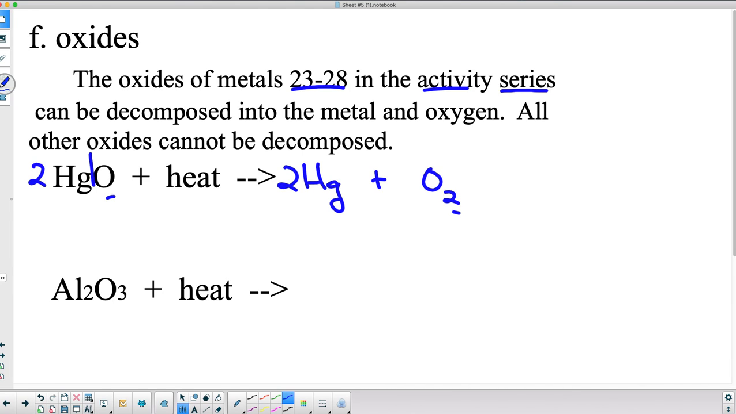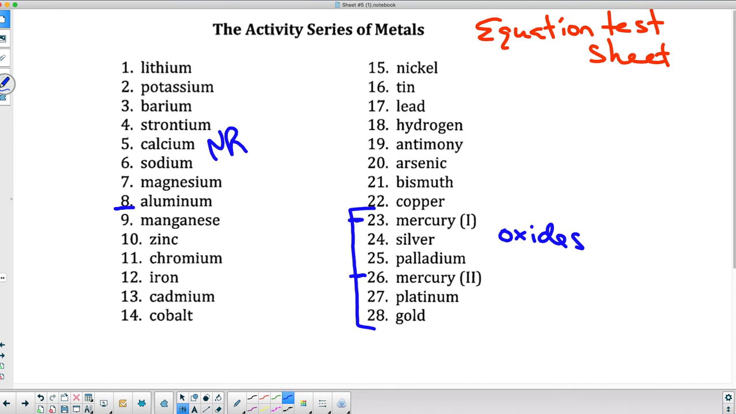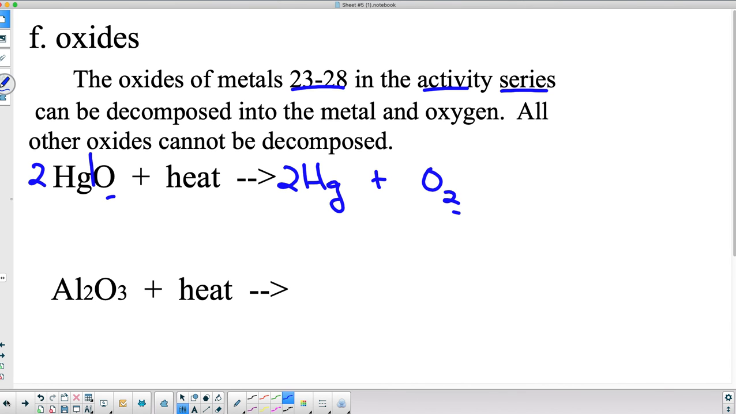Now this one is aluminum. If you remember, aluminum is not from 23 to 28, it's number 8, so it's actually fairly reactive, which means that this is a no reaction. And that's how you do that.